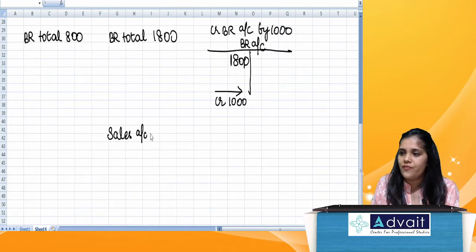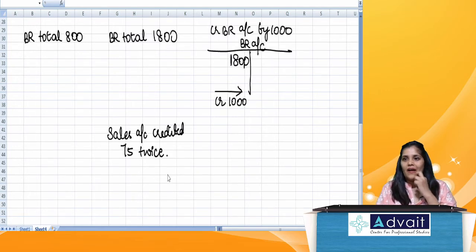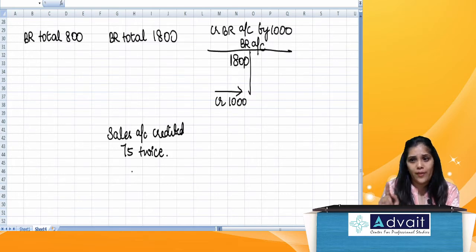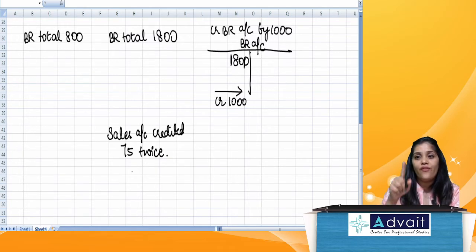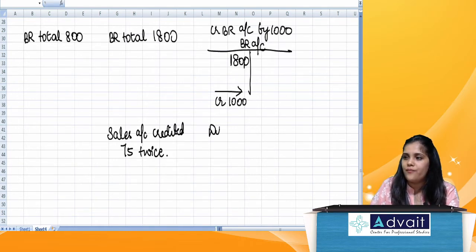Sales account credited 75 twice. Now, first of all, sales is an income, should be credited. So, one credit is correct. Everybody, do you understand that much? One credit is correct. The second credit is wrong. So, how will we nullify? Very good. By debiting. So, debit sales account by 75. Fantastic. Very good.